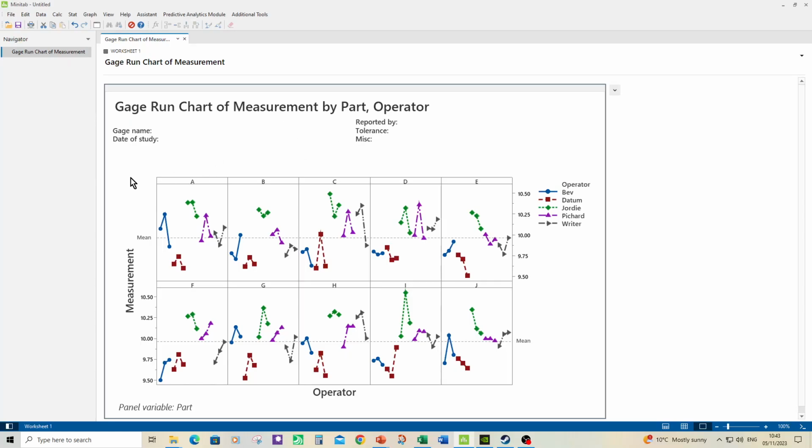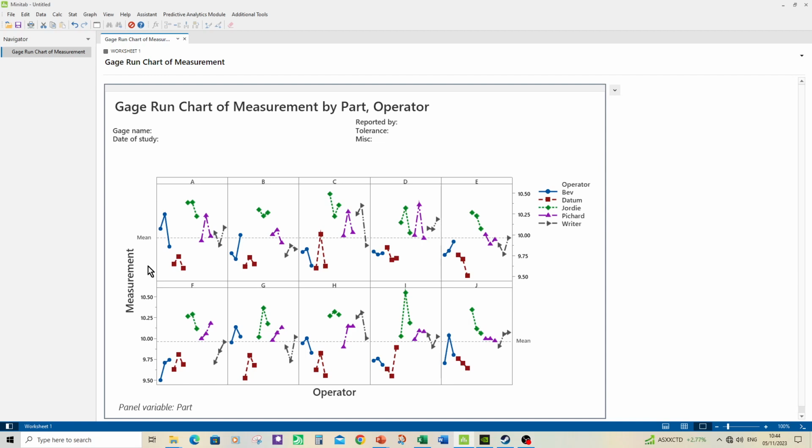So this is the gauge run chart. Our parts are on the x-axis, measurements are on the y-axis, with the mean of all measurements being given as the dashed line. Then we've got our 5 operators, Bev, Datum, Geordie, Picard and Writer. Can you guess the inspiration for that one?